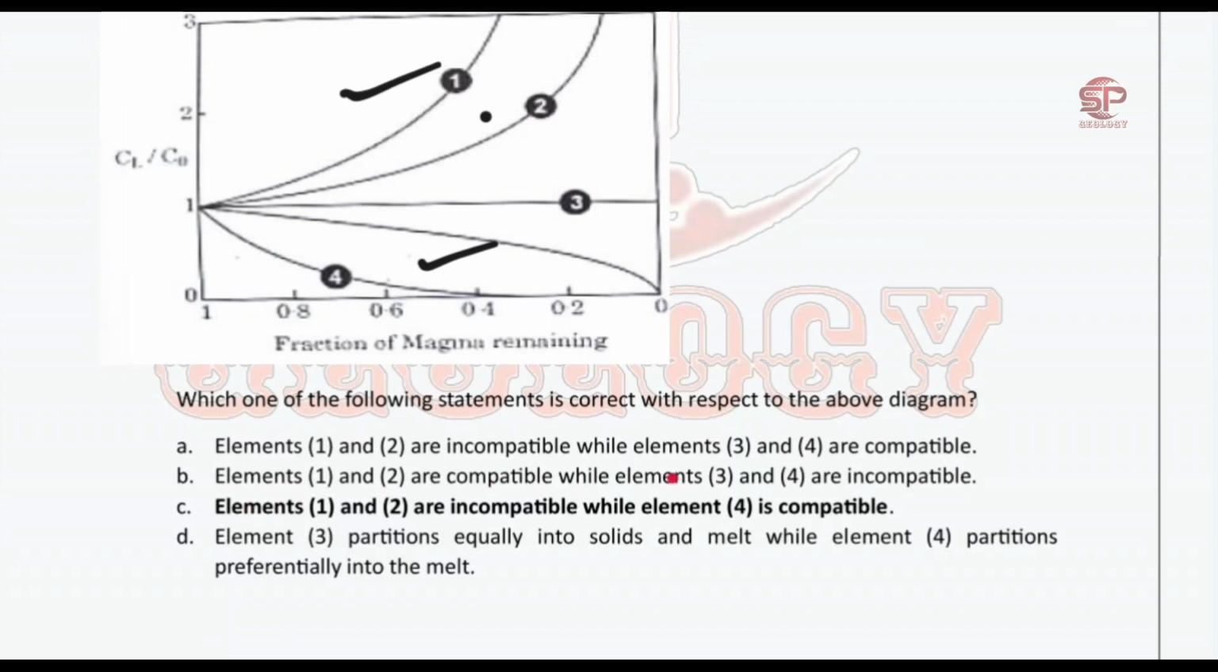Element 1 and 2 are compatible with element 3, 4 are incompatible. It is wrong. So element 1 and 2 are incompatible. And element 4 is compatible. It is correct.